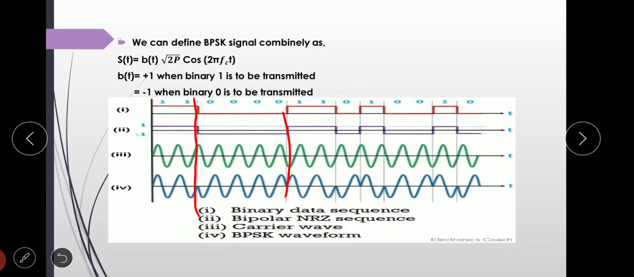When the bit sequence changes from 0 to 1, we notice a positive phase change. 0 to 1 means here you can see this line is the 0 to 1 conversion. Here you can observe that the phase change is positive. Whereas when the bit sequence changes from 1 to 0, means this line, a negative change of phase is noticed here. The negative change occurs.